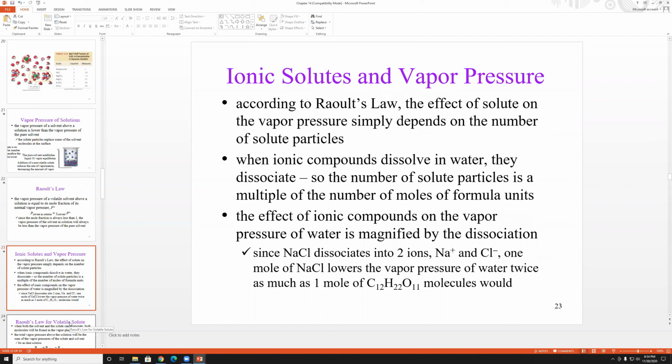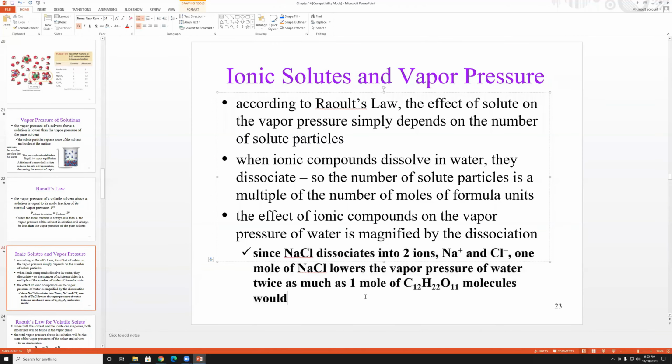So according to Raoult's law, the effect of solute on vapor pressure simply depends on the number of solute particles, right? This is why we talk about Van't Hoff, and really you can read this, but the most important part is this part. If you have a larger Van't Hoff factor, that means you're going to have more moles of other things other than the solvent. So NaCl compared to sugar: if there's 1 mole of NaCl, you're going to have 1 mole of Na and 1 mole of Cl. That's 2 moles total that's interacting with the solvent.